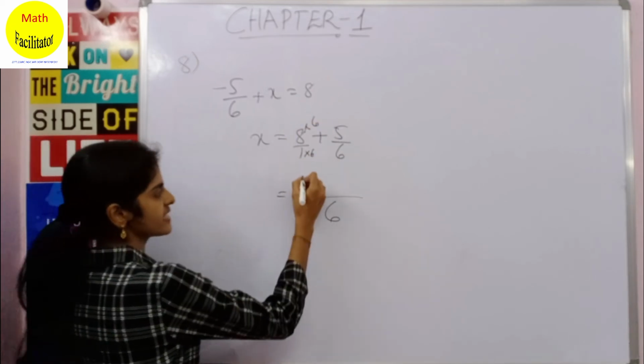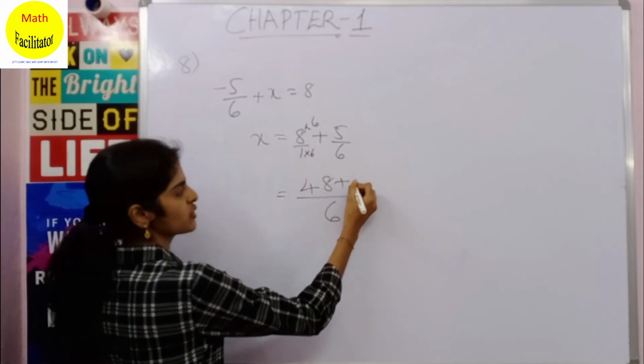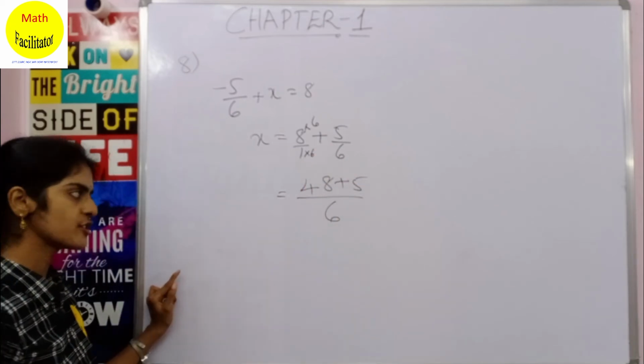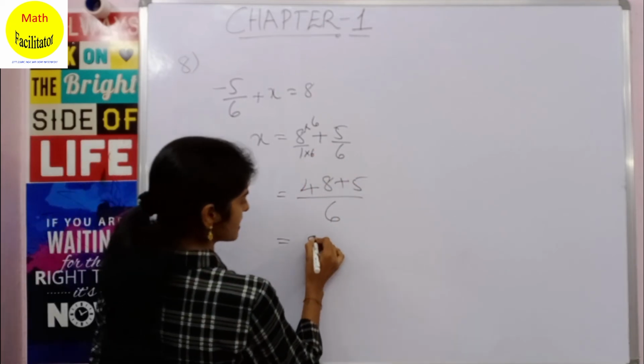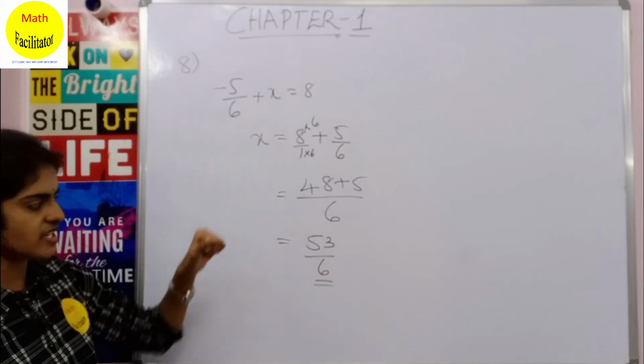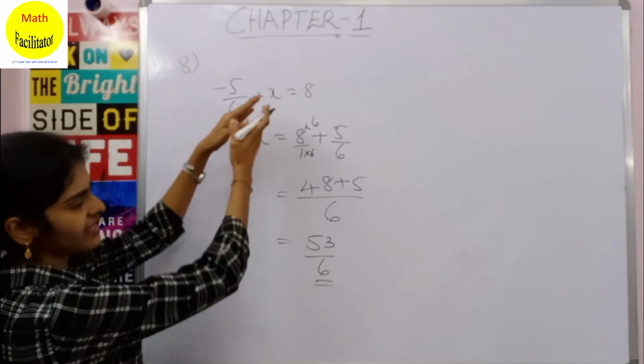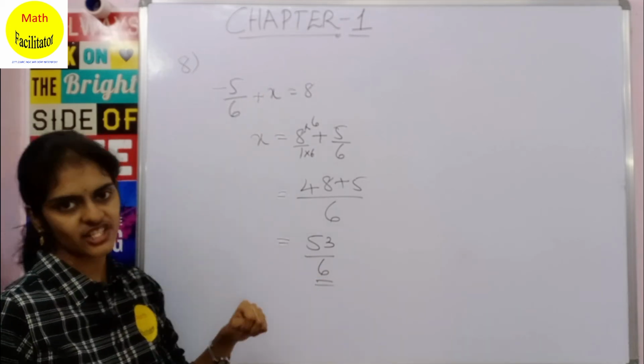Okay, so 8 6s are 48 plus, you have 6 in both the places, so you can just take the numerator, so it is 5. Now the answer is 53 by 6. Clear? So the other rational number is 53 by 6. Here also you can put this value back in the condition, and you can check the answer.